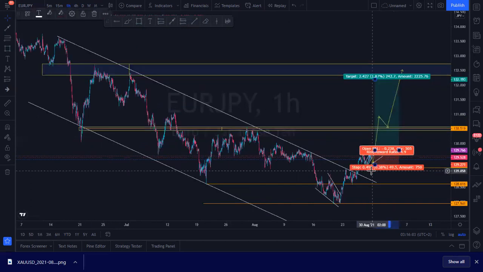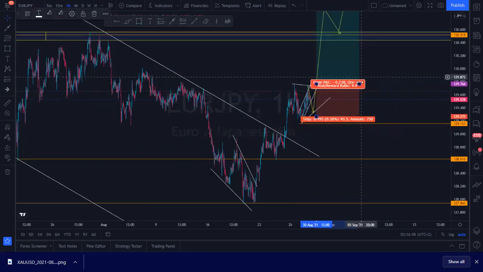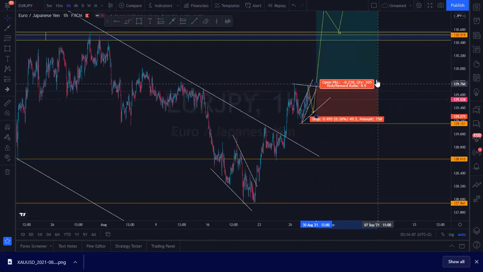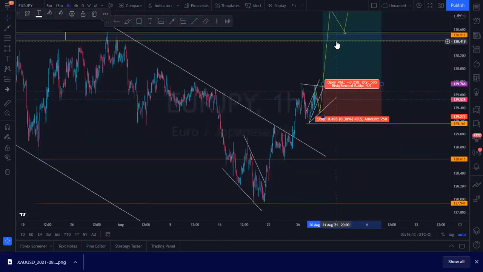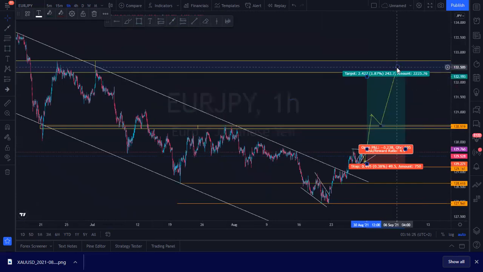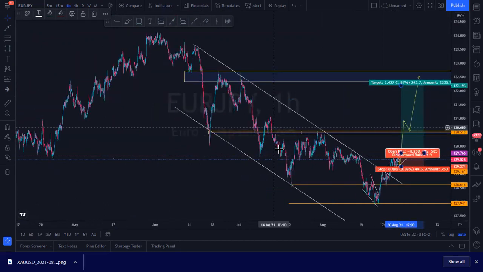But what will determine for me whether the price is still going to the upper side to that level is how the price behaves around this zone. If the price rejects and moves to the downside, then comes back to break out, then we're going for this zone. Once we break above this zone, then we're going for this second zone. So this is how I analyze, and this is my breakdown on EURJPY.